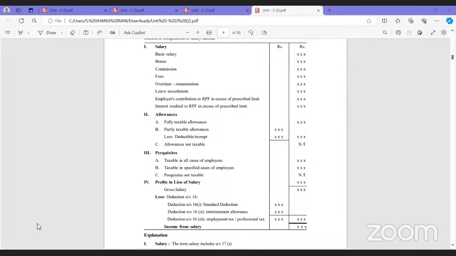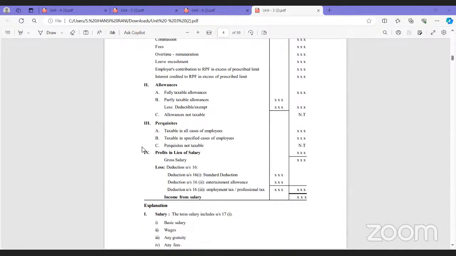So, what I'll do, I'll not go through all the provisions. We'll look at some problems where you will be able to understand what the related provisions are, and you can understand that.